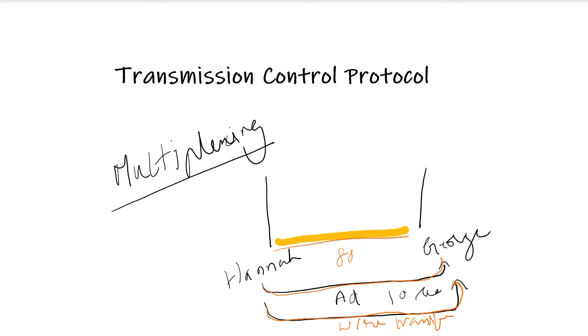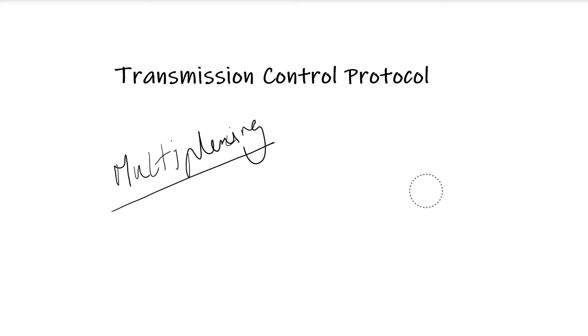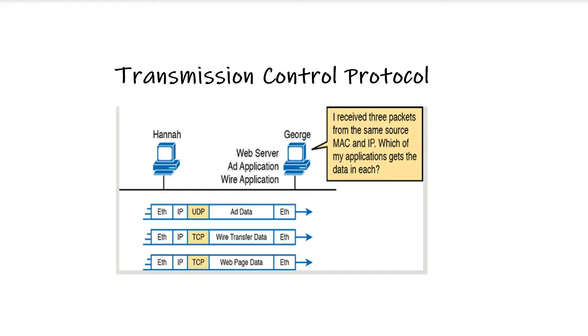So let us see this example using an image so that it will be very clear when you try to understand the process happening between Hannah's and George's computers. In this picture, we see that George is running three applications on his computer. The first one is UDP based ad data. The second one is TCP based wire transfer data, and the third one is TCP based web page data.